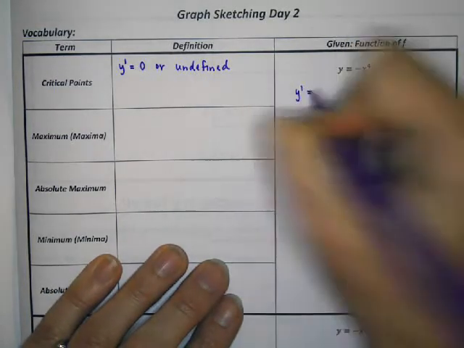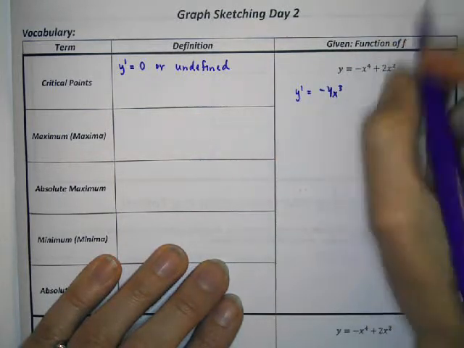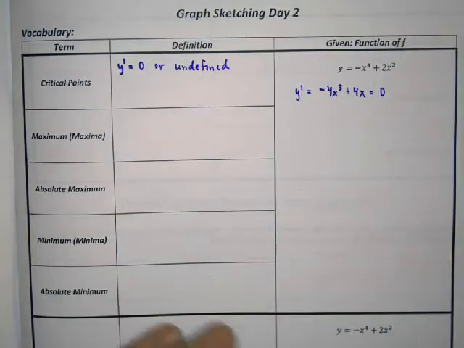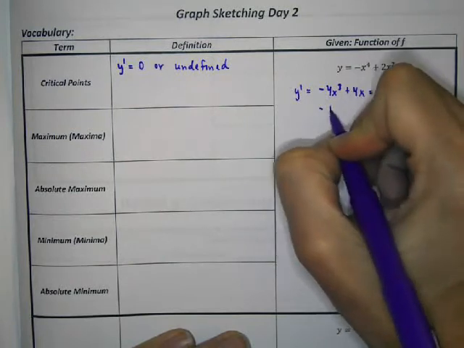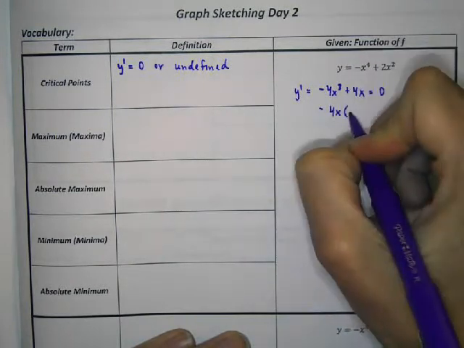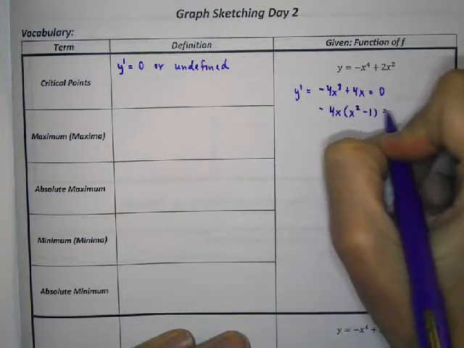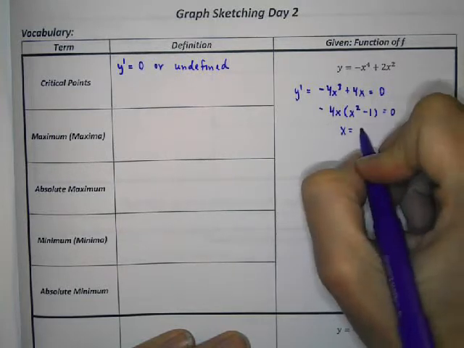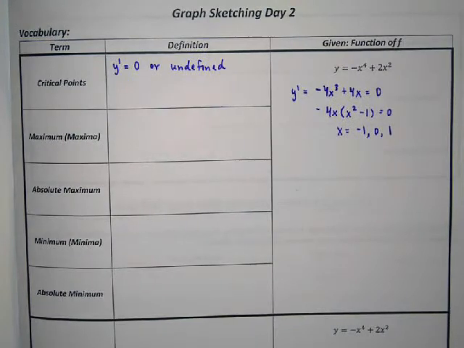So we're just going to find our derivative. And so that's negative 4x cubed plus 4x. And we're going to set that equal to 0. And now we can solve to see where that happens. So I'm going to factor out a negative 4x. So I get x squared minus 1 is equal to 0. So I know my critical points are at negative 1, 0, and 1. Okay, so those are my critical points.